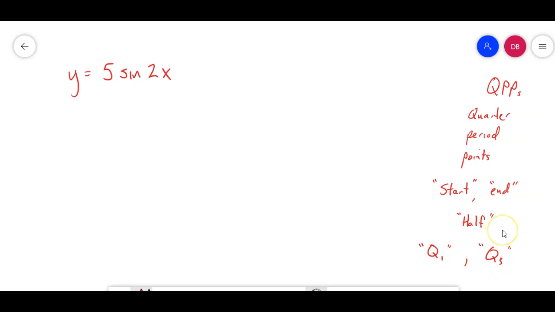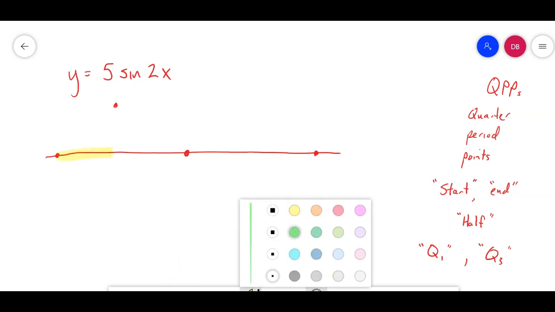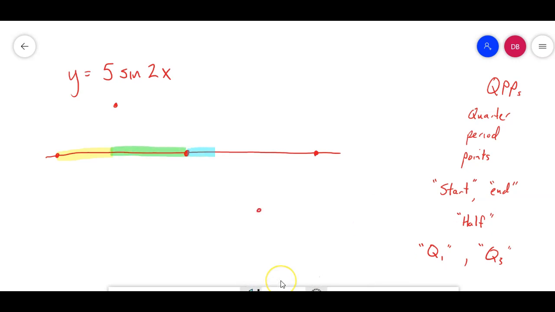But the way I think of it is we're being asked, where does the period start? Where does the period end? What's the halfway point? And then the location of the min and max. These steps that I'm taking from here to here, that's 1 step, 2 steps, 3 steps, and 4 steps. These are those quarter period points, 1, 2, 3, 4. The whole thing is a period, and each one is a quarter of a period.